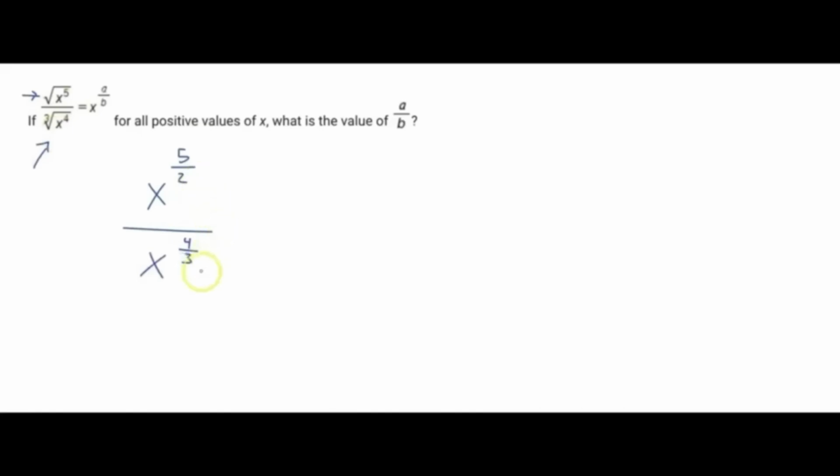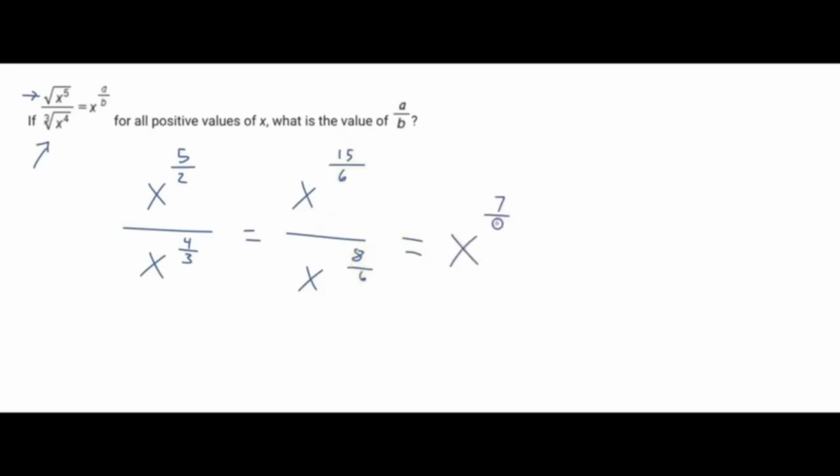And so now we want to find a common denominator between 5 halves and 4 thirds. So we can just multiply this by 3 and this by 2. So you get 15 sixths. And then we multiply this by 2, so you get 8 sixths. And now, because we have the same base, we can just subtract the powers. So 15 sixths minus 8 sixths is just 7 sixths.